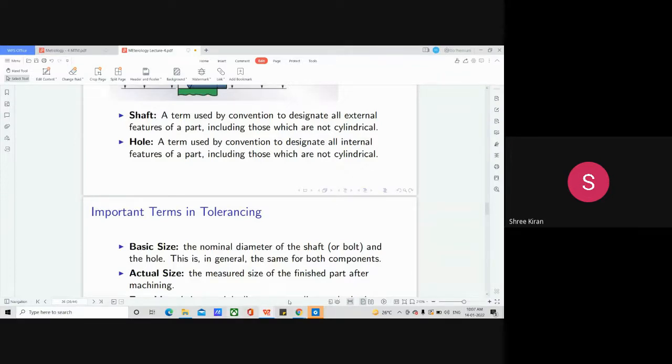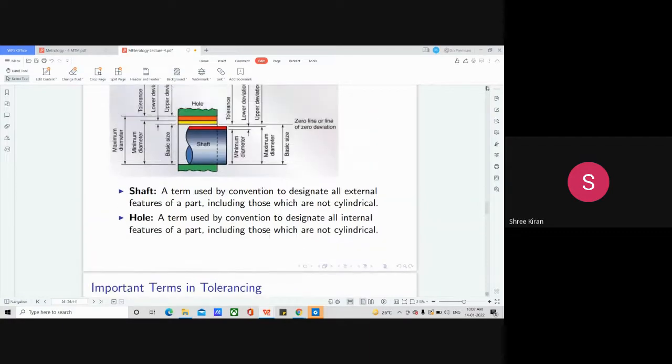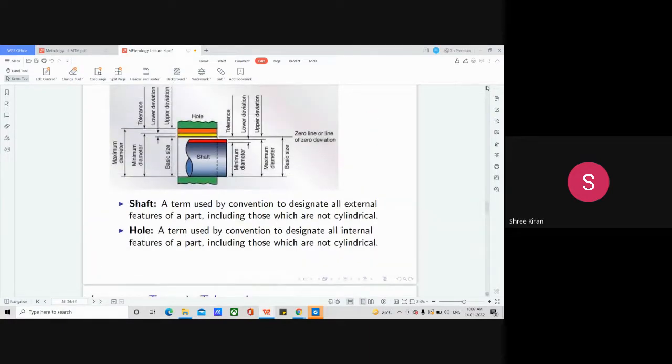The actual size is the measured size of the finished part after machining. That is named as the actual size. You can say this is not a finished part. We can have the finished part, and that we can say is the actual size.